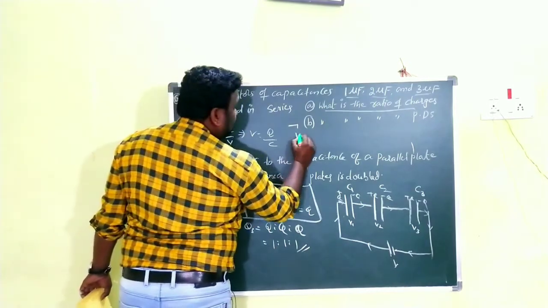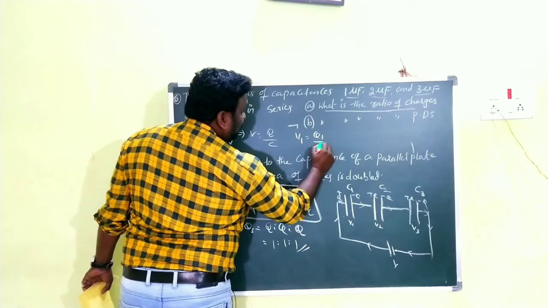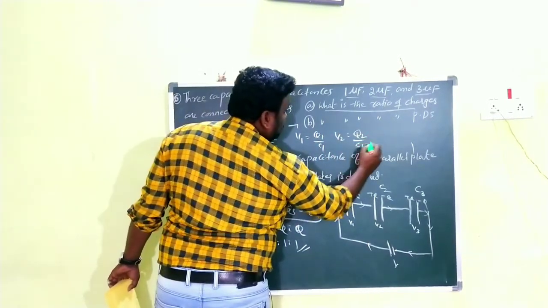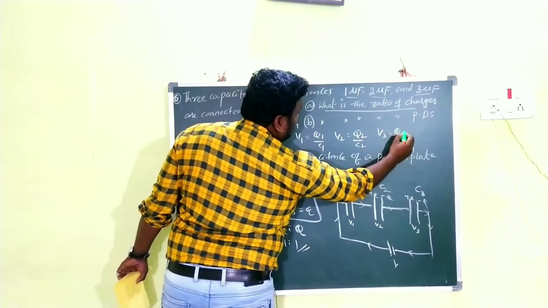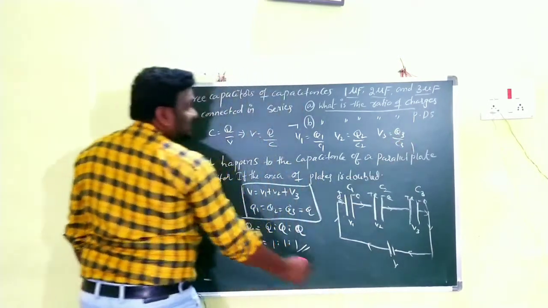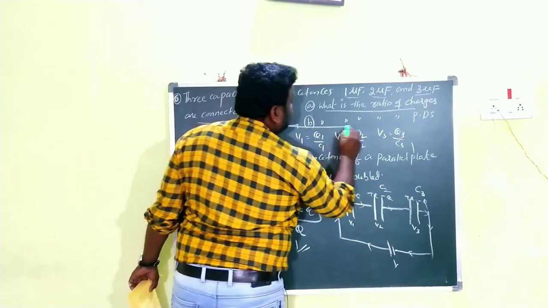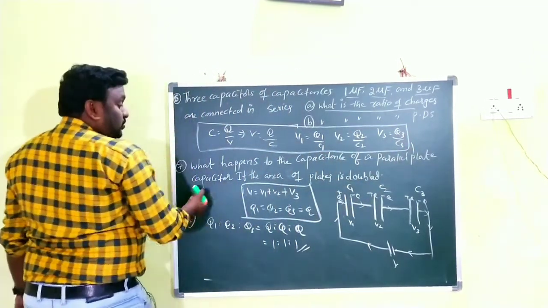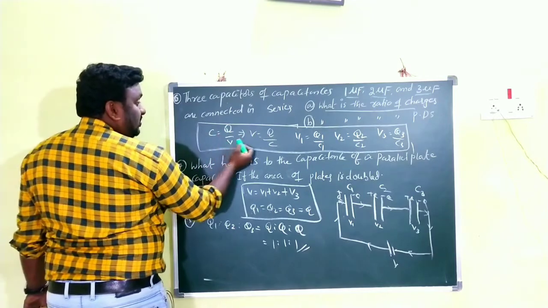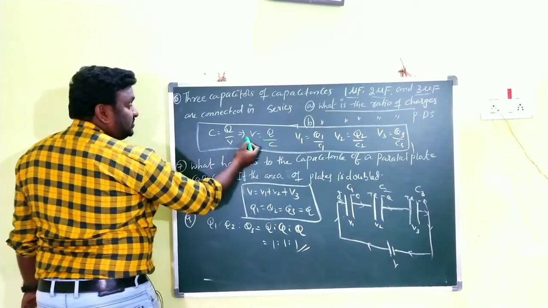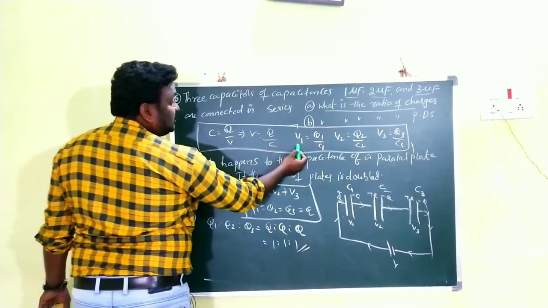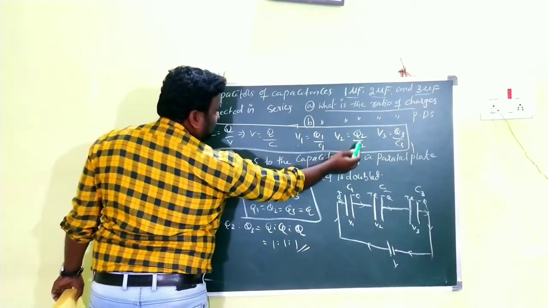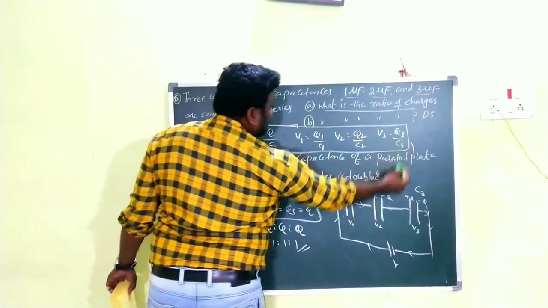From that, what will be, children? V1 is equal to Q1 by C1, V2 is equal to Q2 by C2, and V3 is equal to Q3 by C3. Clear, children? So just look at this one. We know that C is equal to Q by V and V is equal to Q by C. So by using that, V1 is the potential difference across the first capacitor, Q1 by C1, second is Q2 by C2, and third one is Q3 by C3.